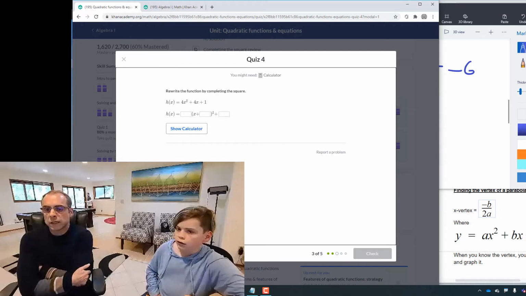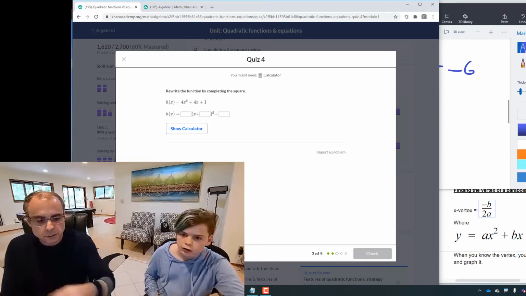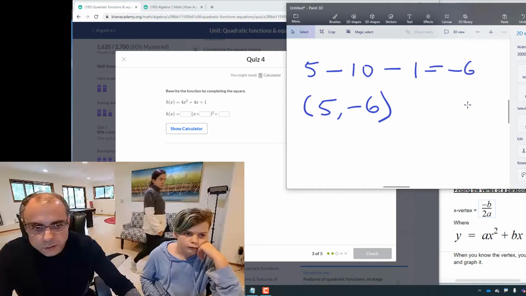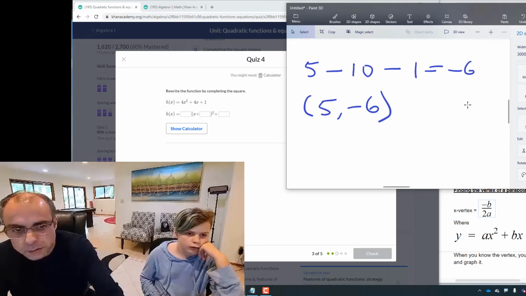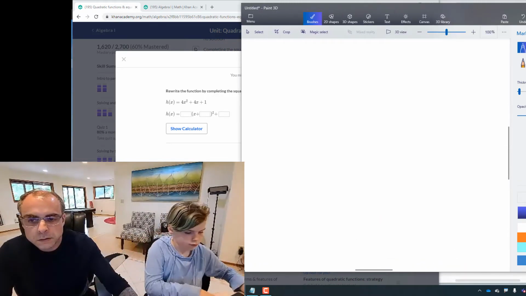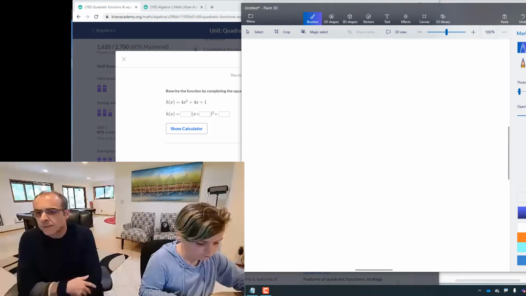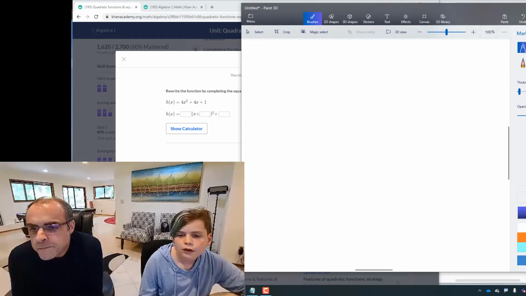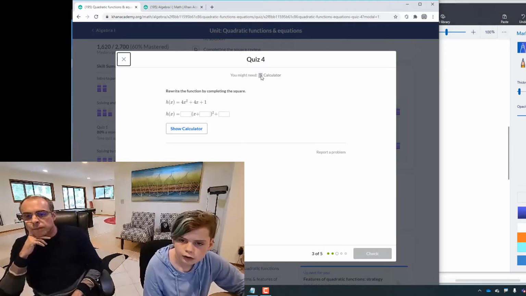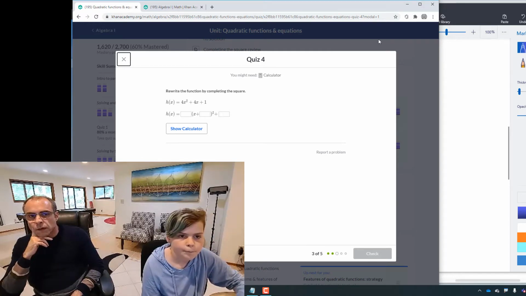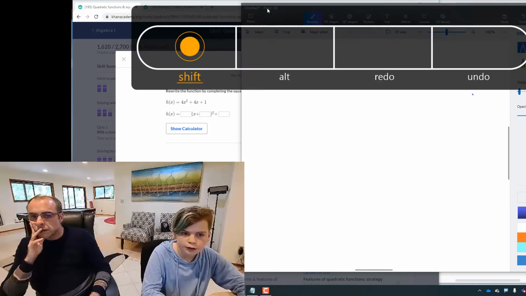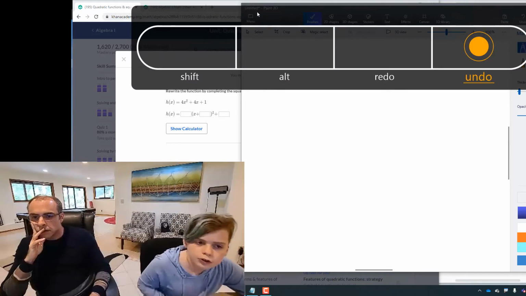Rewrite the function by completing the square. Okay, so let's do this. What's the first thing you want to do? So move the 1. Right. Just click in it. Okay. Move the 1.